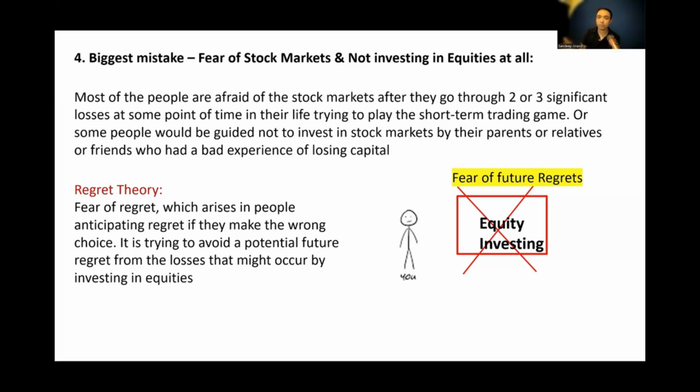For example, when stocks correct 70-80%, people panic, sell out whatever they have, and then they don't come back to the markets for many years until the cycle changes, right? This is a typical scenario. So most people fear losing money if they invest in stock markets, right? That's called regret theory. Now, the fear of regret arises in people anticipating regret if they make the wrong choice. Now, what happens? People are not yet in the market.